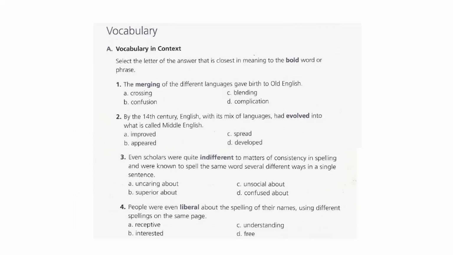Select the letter of the answer that is closest in meaning to the bold word or phrase. So the first one is, the merging of the different languages gave birth to Old English. They give you crossing, confusion, blending, complication.